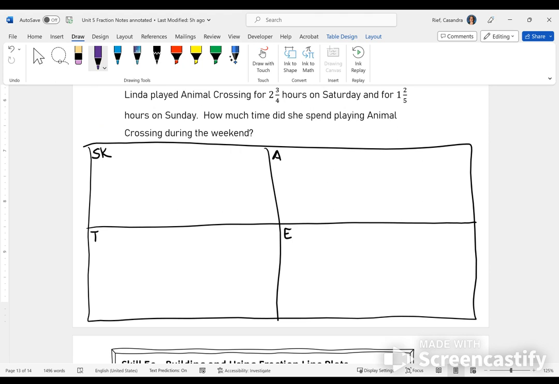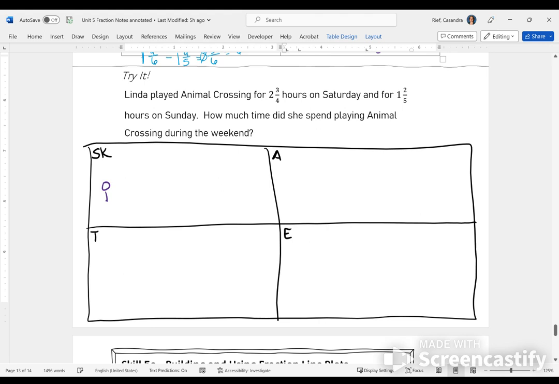All right, it says Linda played Animal Crossing for 2 3/4 hours on Saturday and for 1 2/5 hours on Sunday. So it's about Linda. Here's my situation. Here's Linda. And on Saturday, she played for 2 3/4 hours. And on Sunday, she played for 1 2/5 hours. That's the big idea. We figured out the situation. It's Linda. She's playing video games.